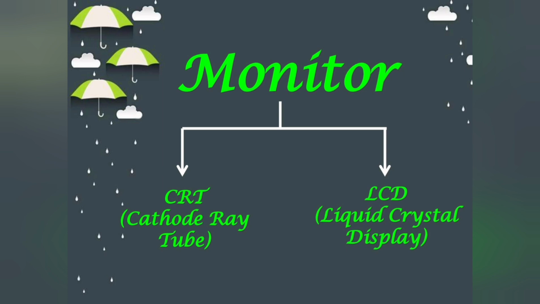There are two types of monitors, named CRT and LCD. CRT means cathode ray tube. LCD means liquid crystal display. Let me see the uses of these monitors one by one.